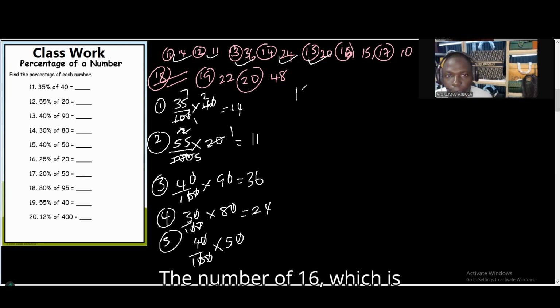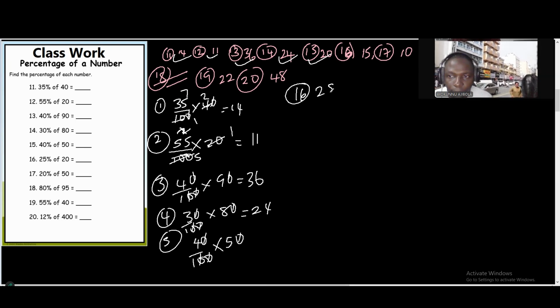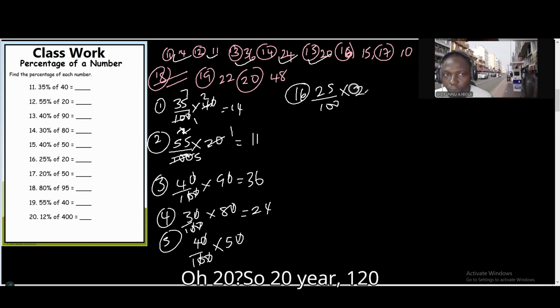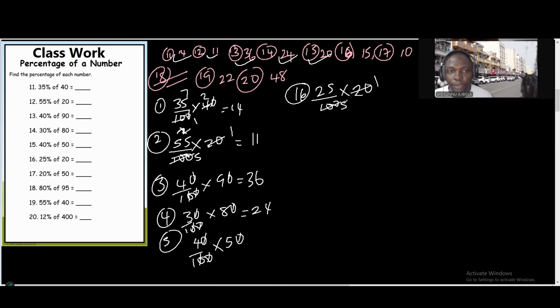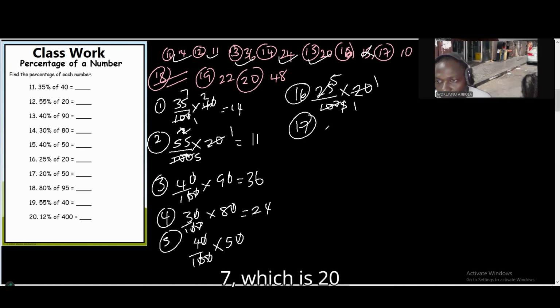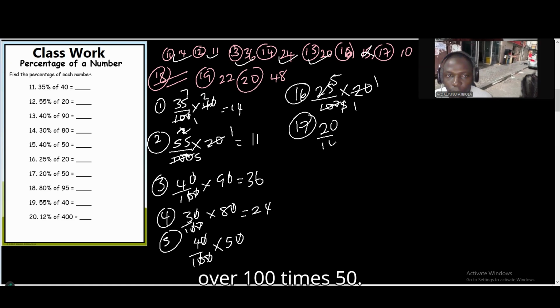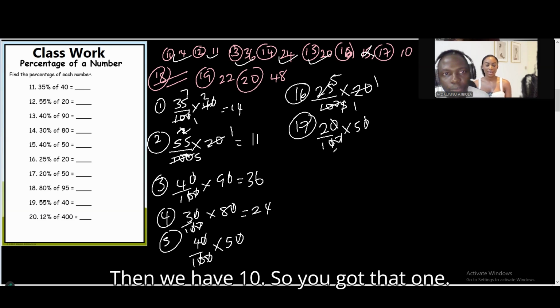Then number 16, which is number 6. We have 25 over 100 times 20. So 20 divided by 5 is 4, 5 in 25, that's 5. So the answer is supposed to be 5. Then number 17, or number 7, which is 20 over 100 times 50. So we get two zeros cancel two zeros, then we have 10. So you got that one.